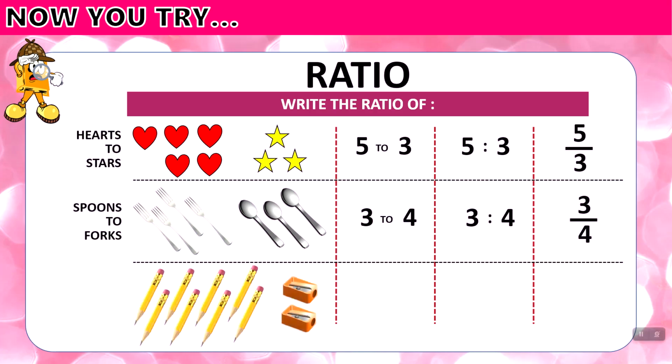And lastly, we have pencils and sharpeners. And if we wanted to write the ratio of pencils to sharpeners, we count the pencils. We see there are 8 and there are 2 sharpeners. So the ratio is 8 to 2. With a colon, 8 to 2. And as a fraction, 8 over 2.